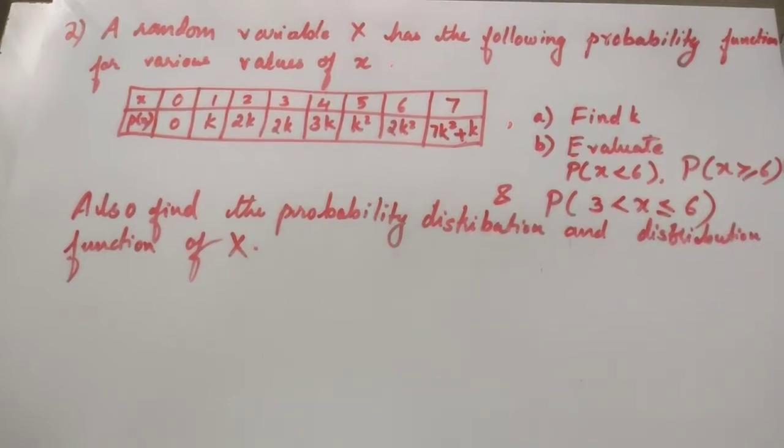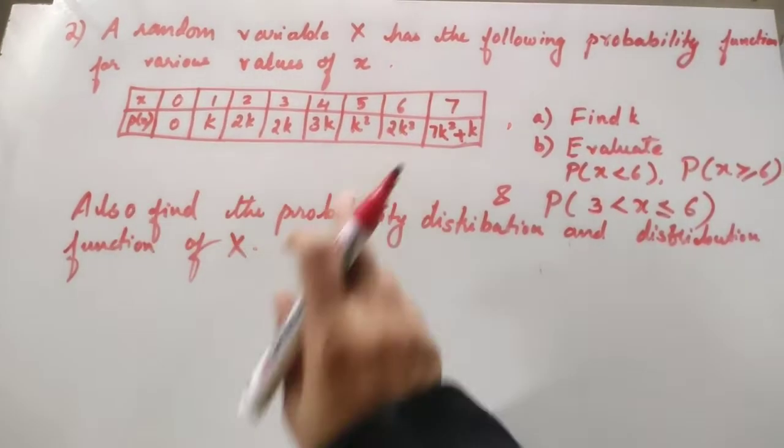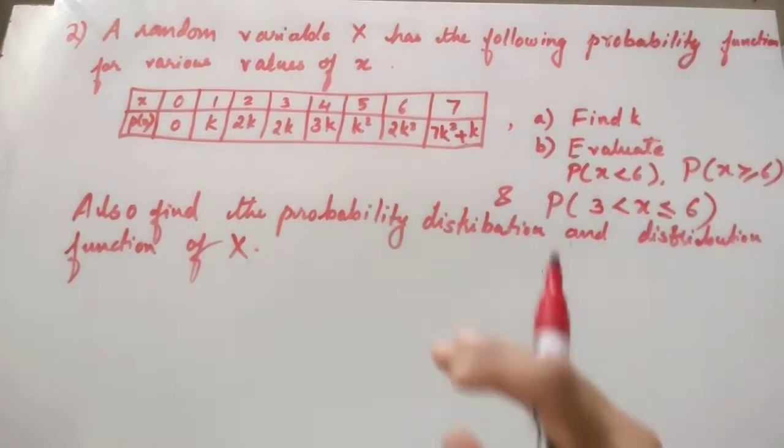A random variable has the following probability function for various values of x. For each value x taken by the random variable capital X, these are the probability distributions given to you. For 0 it is 0, then k, and so on; please check those corresponding values.